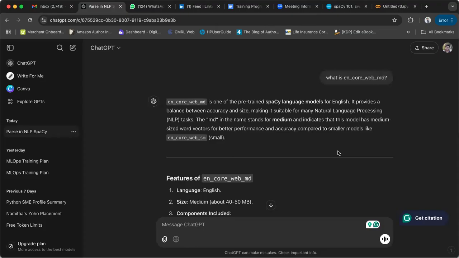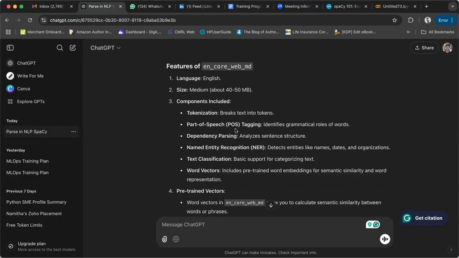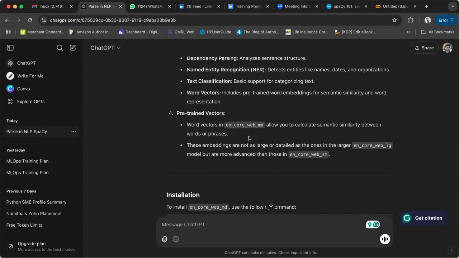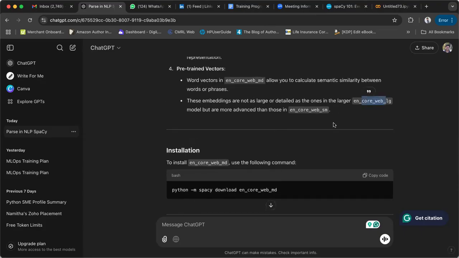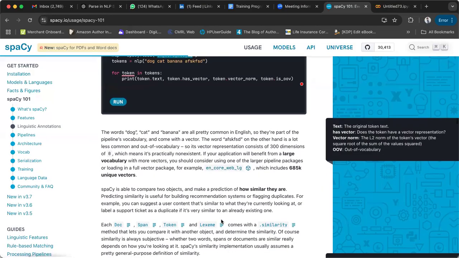Okay, so you can use whichever. This one is around 40 to 50 MB in size. Components: tokenization, POS (part of speech), dependency parsing, named entity recognition, text, word vectors, pre-trained vectors. Compared to the small model, the medium has more information. The larger model contains 685K, 685,000 unique vectors.